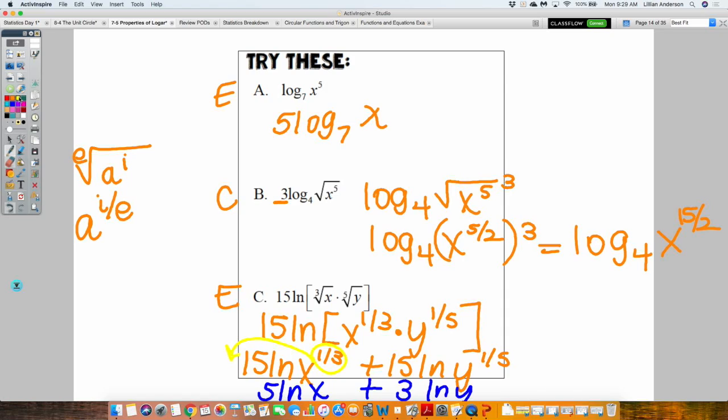Anytime it's expansion, that means you have no exponents, no multiplications, no divisions. Okay? And anytime you're condensing, there's no additions, no subtractions, no coefficients. Questions?